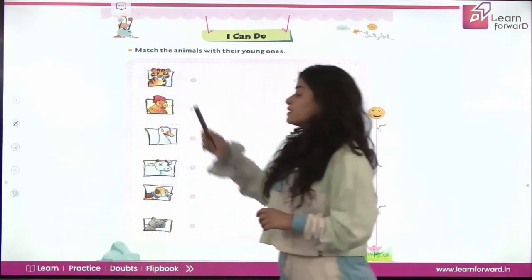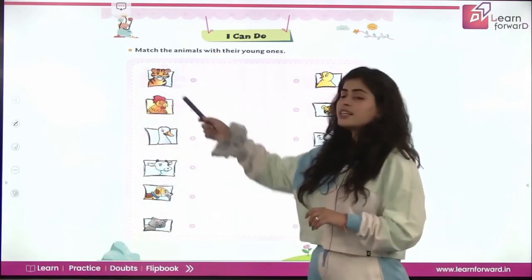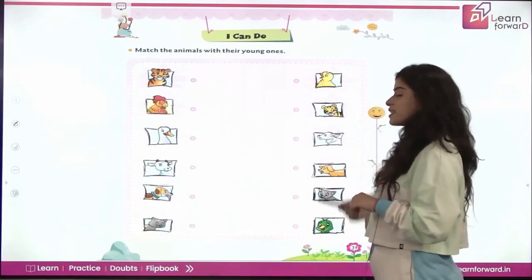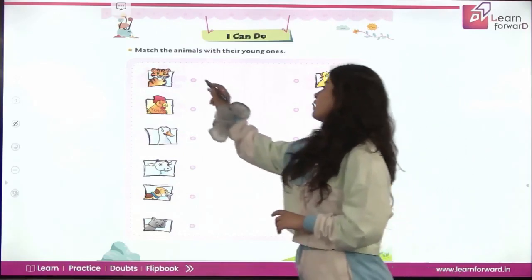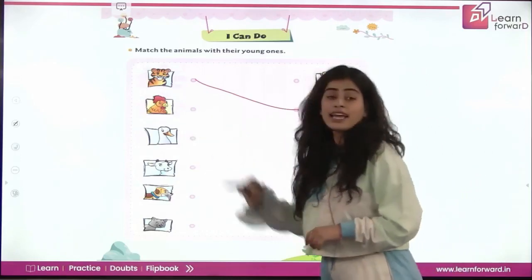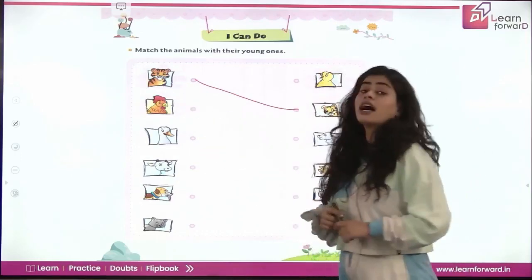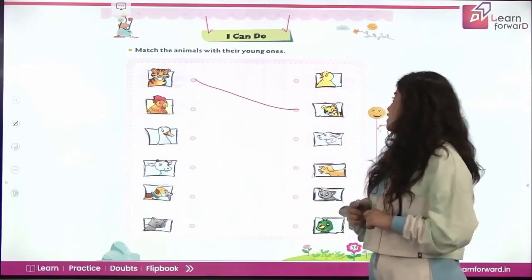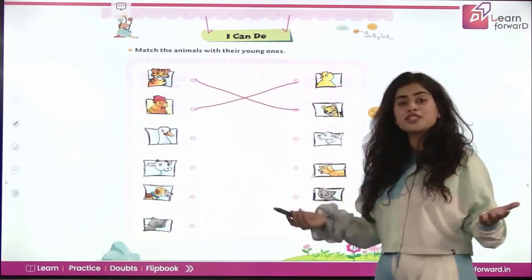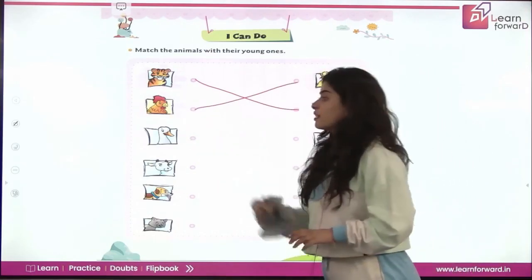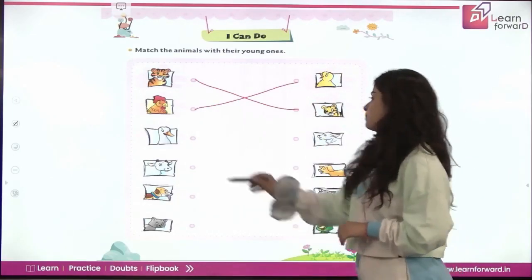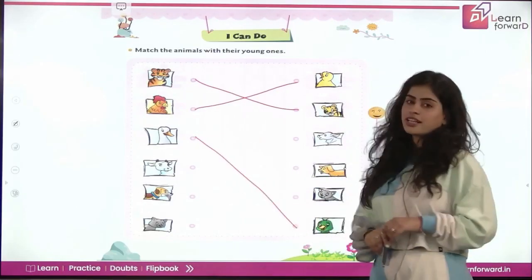Okay, first one is the lion. Now tell me, a lion's baby is called a cub. So where is the cub? This is the cub, the second one. We will match it with the second one. Next is hen. Hens have chickens. Chicken is the first one. We will go up and match it with the first one. Next is duck. Ducks have ducklings. Ducklings is the last one. We will go down and match it like this.